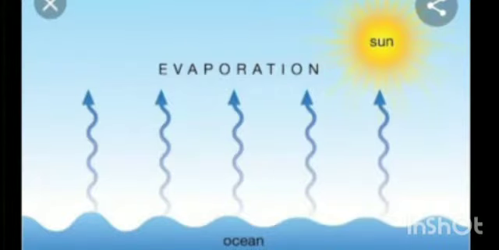Children, there are 4 stages of water cycle. First we are going to see evaporation. What is evaporation? The heat of the sun falls on the water bodies like oceans, seas, lakes, rivers, etc. The water slowly evaporates as vapor in the air. That is called evaporation. What is meant by evaporate? Evaporate means the process by which liquid becomes gas. So evaporation means the water slowly evaporates as vapor in the air.